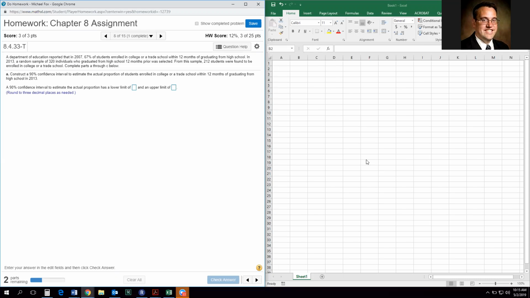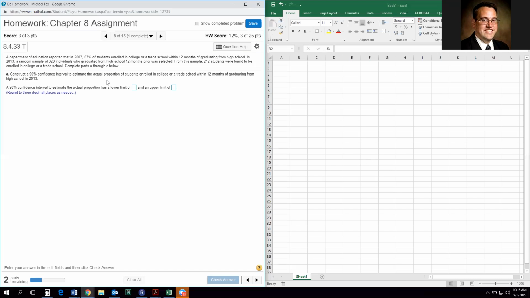So, a Department of Education reported in 2007, 67% of students enrolled in college or trade school within 12 months of graduating from high school. In 2013, a random sample of 320 students who graduated from high school 12 months prior was selected. From this sample, 212 students were found to be enrolled in college or trade school. All right, so then it tells us to construct a 90% confidence interval to estimate the actual proportion of students enrolled within 12 months.